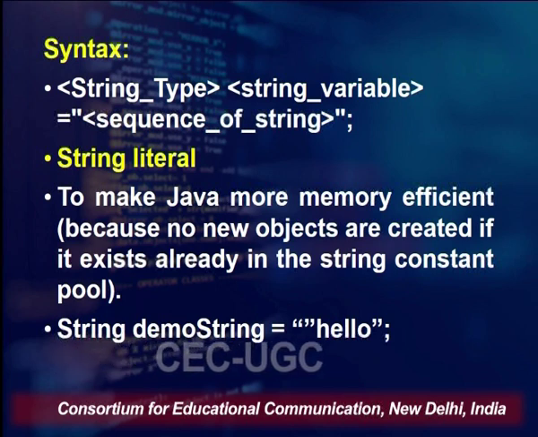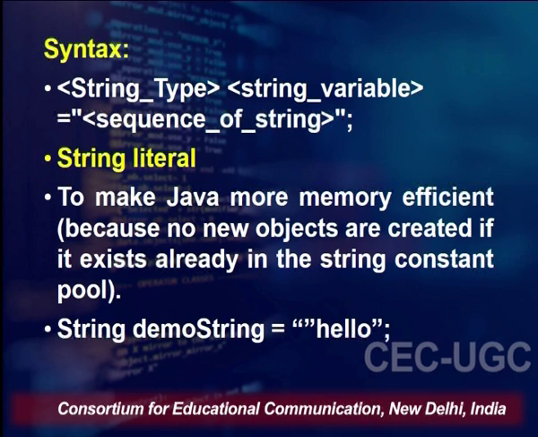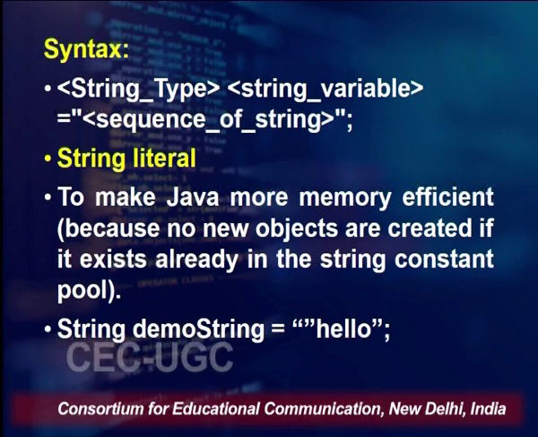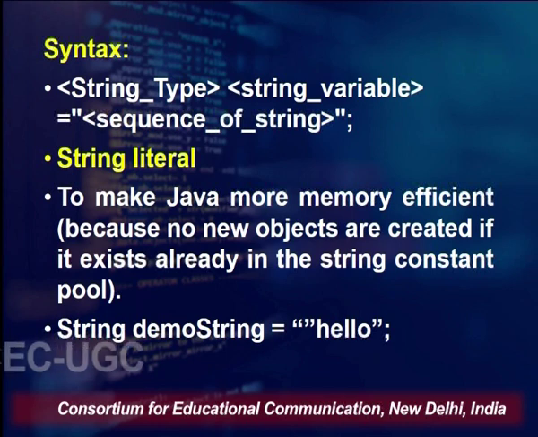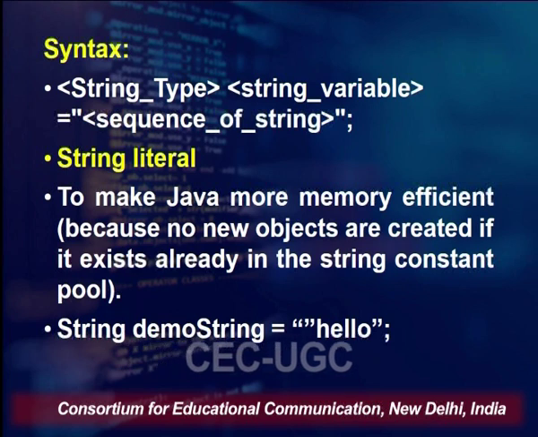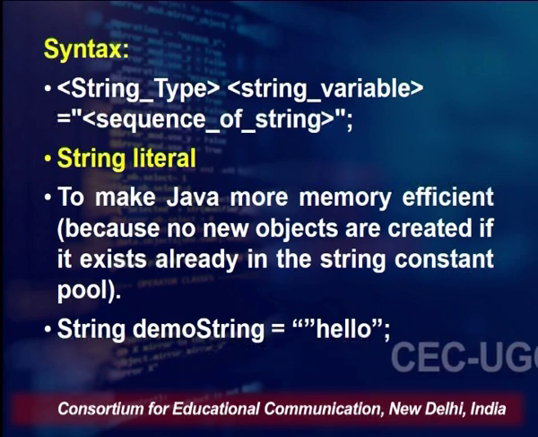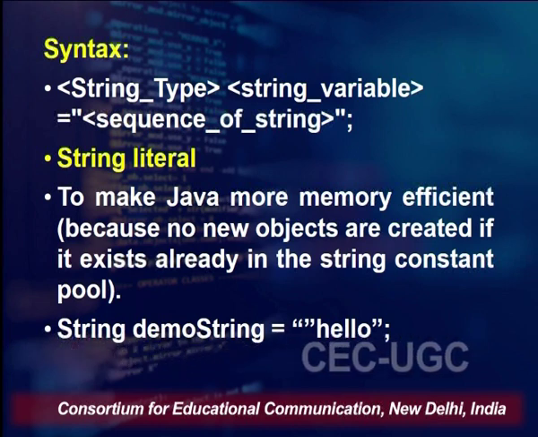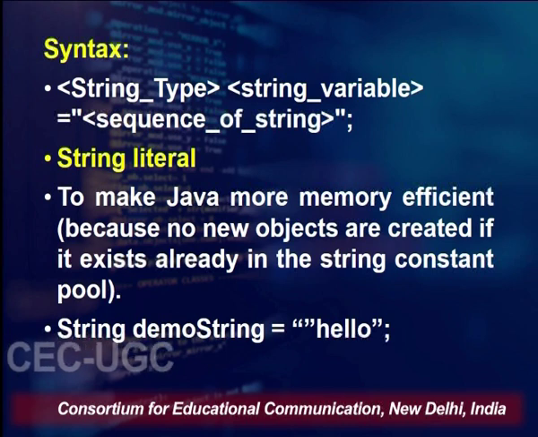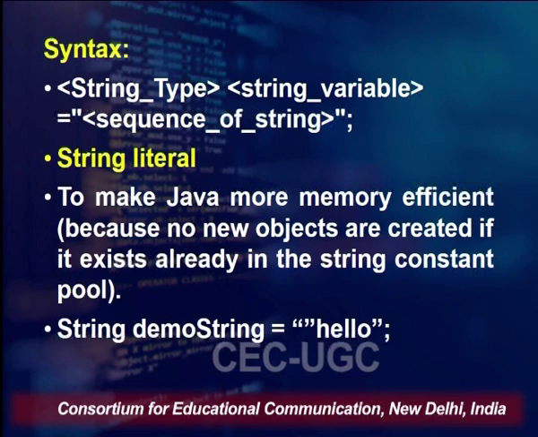The simple example, if you can see on the screen, the last line is String demoString = "hello". So we have assigned the string hello to the variable named demoString. In a way we have created a string literal, which is hello here, and we have given it a name. Now, another way of creating strings is using the new keyword.